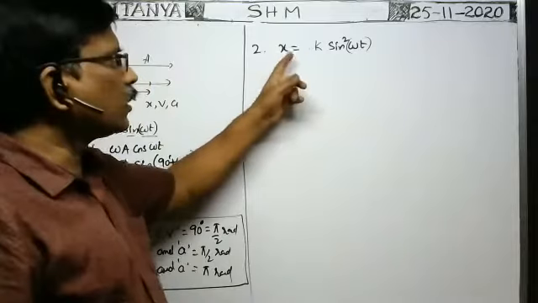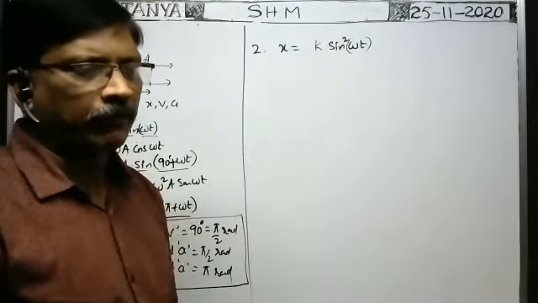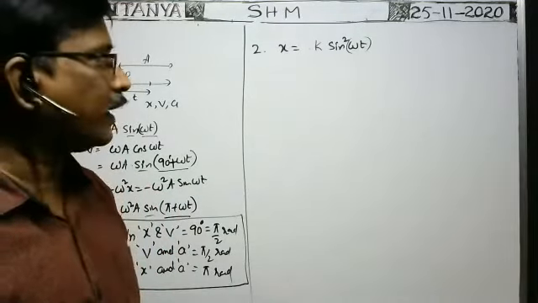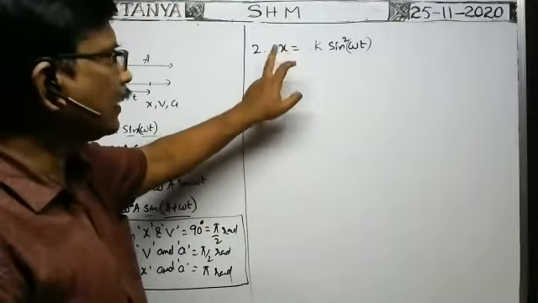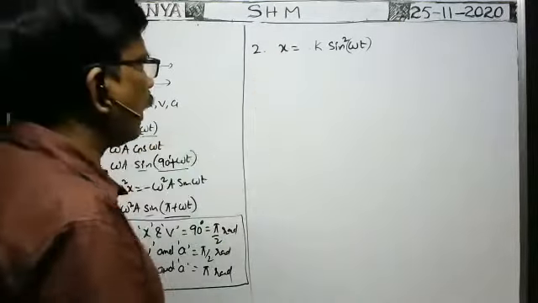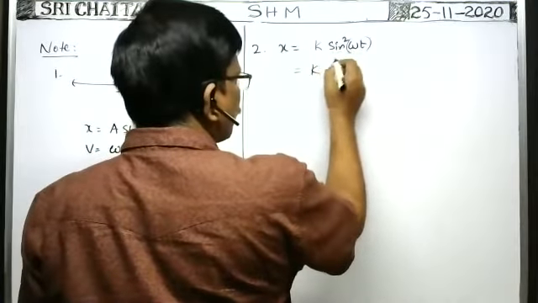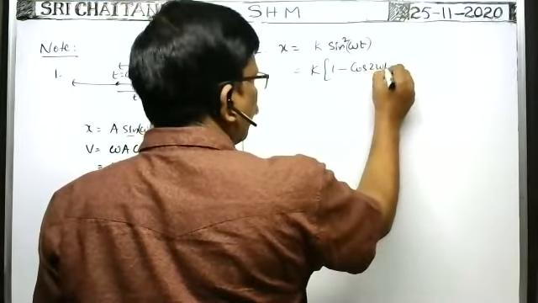Sometimes they may give x is equal to a into e to the power of minus kx, like that it may be given. So does it obey simple harmonic motion or not? If they ask like that, first you find the formula for acceleration from this. It is the displacement. So from this, how can we find the acceleration? This can be written as k into sine square omega t, which means we can write 1 minus cos 2 omega t whole by 2.